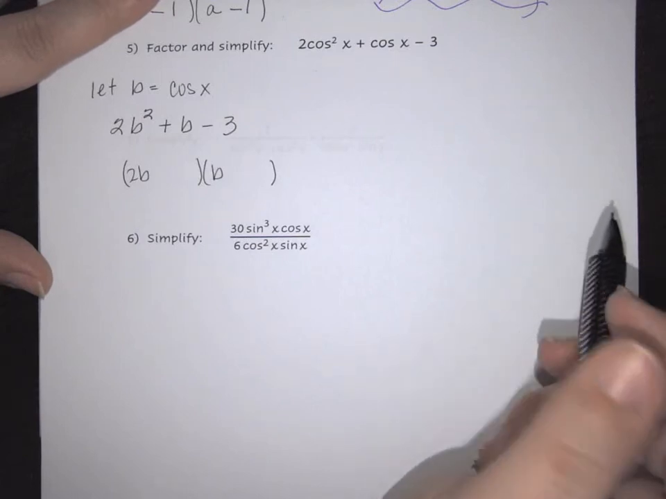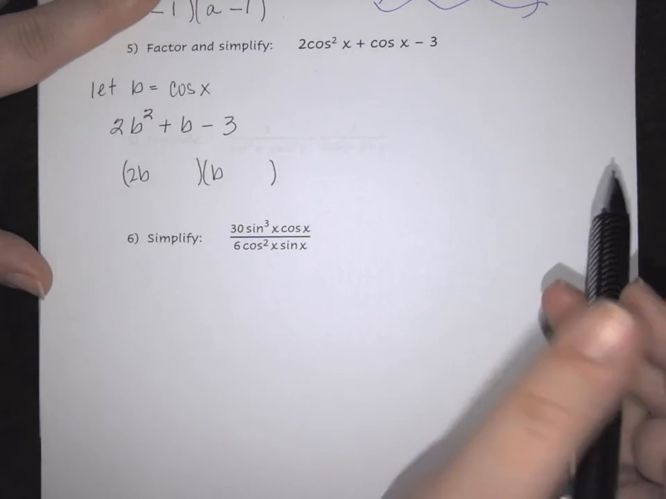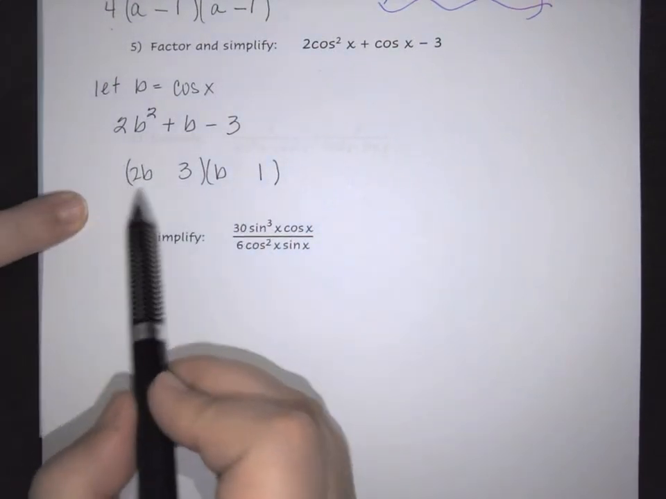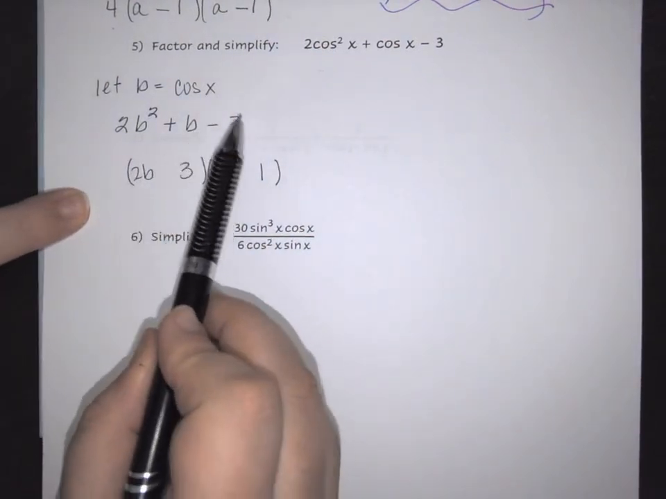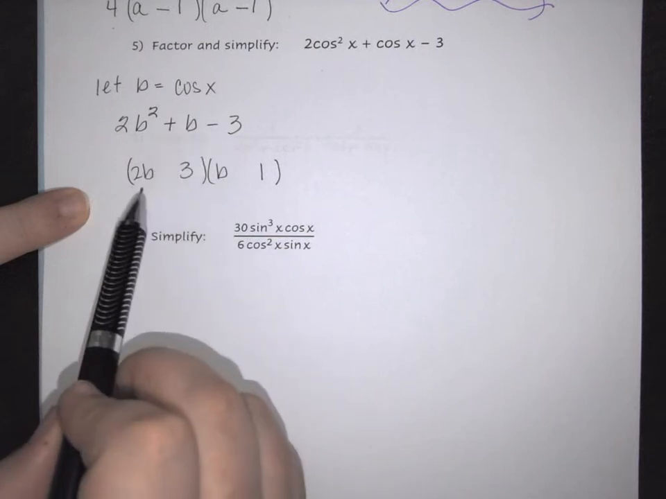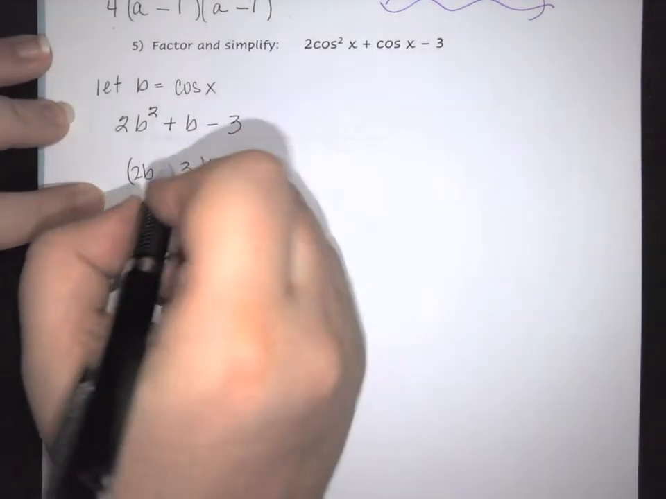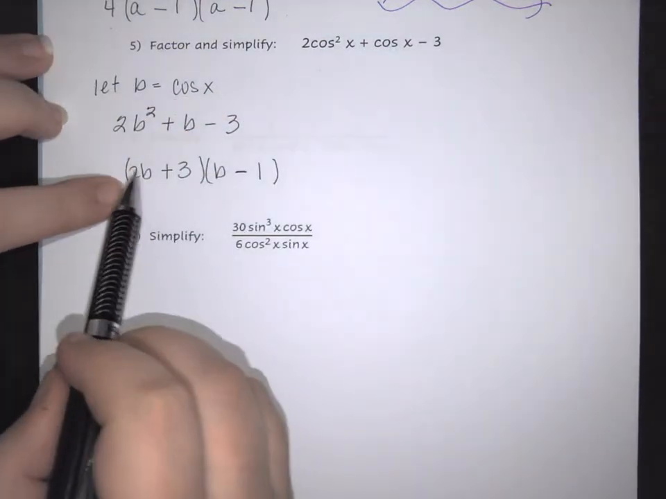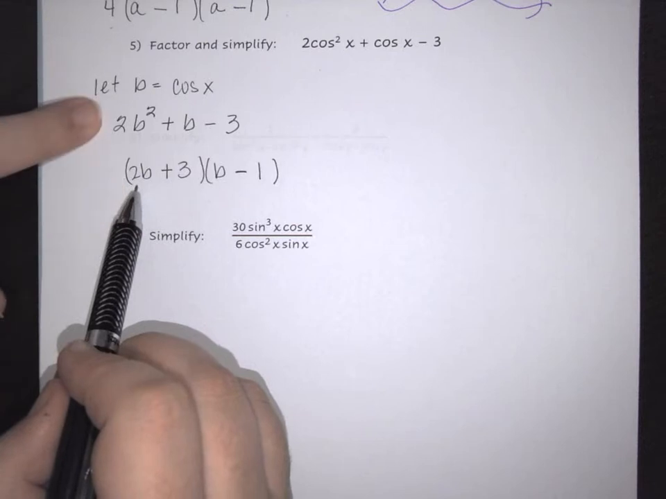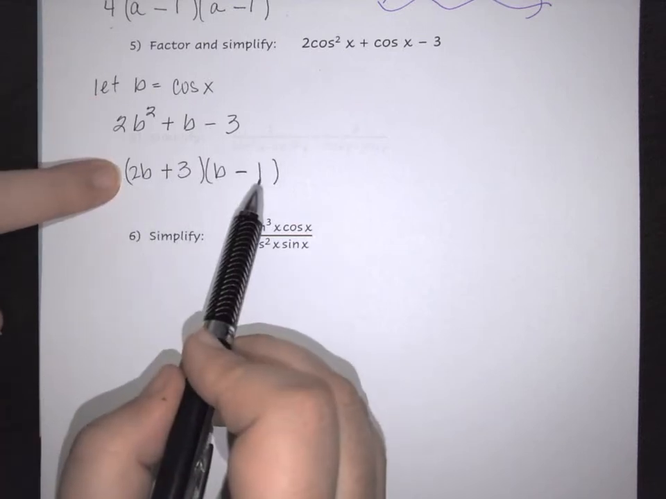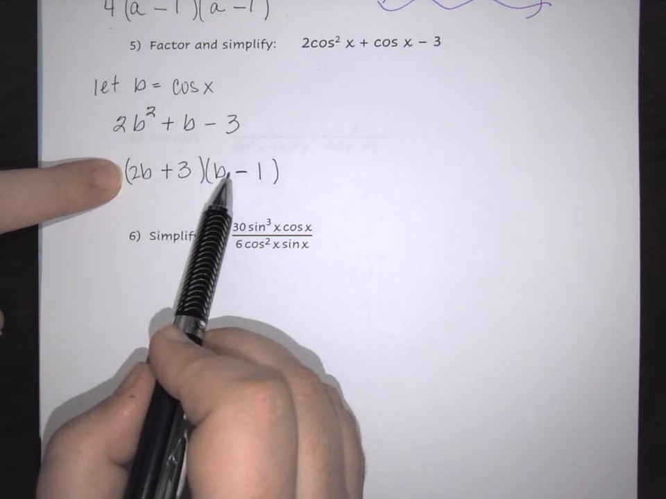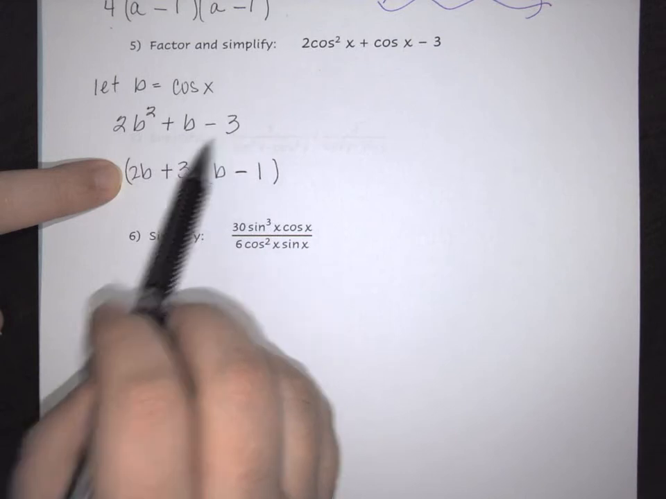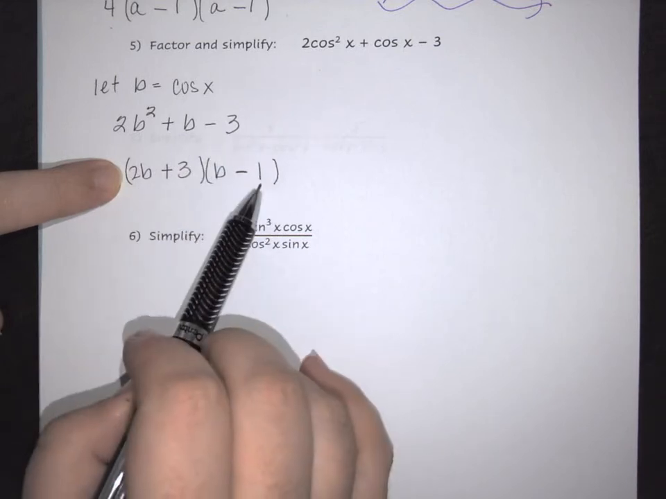And so in this case, I would have to have 3 over here and a 1 over here. Now the reason for that is because of this 2. The only way to change 3 and 1 into a 1 is if I have my 2, and so in this case I would have to have positive 3 and minus 1. So if we were to FOIL, my first is going to give me 2b squared, my outer is going to give me negative 2b, my inner gives me 3b. When I combine it I get b, and then 3 times negative 1 gives me my negative 3. So I know I factored it out completely.